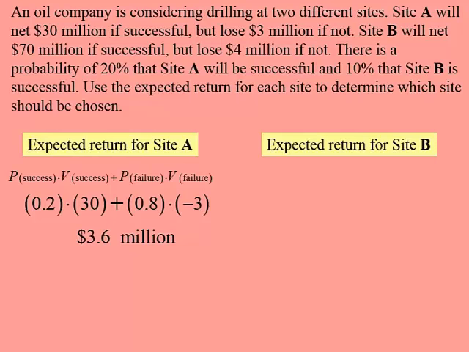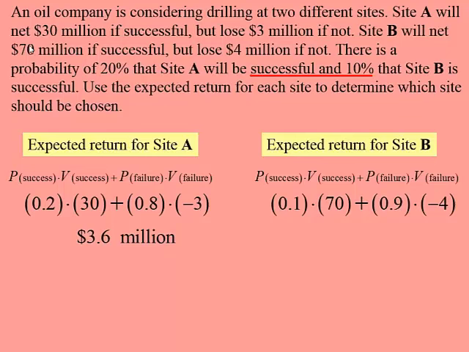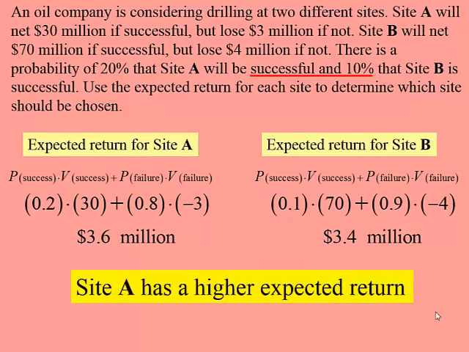Very similar scenario for site B. Probability of success, value of success. For site B, we're told the probability of success is 10%. That means the probability of failure is 90%. So we take our probabilities, fill them in. The value of success is the 70 million and negative 4 million, the value of failure. Multiply them together, add them up. The one with the largest expected value, site A.